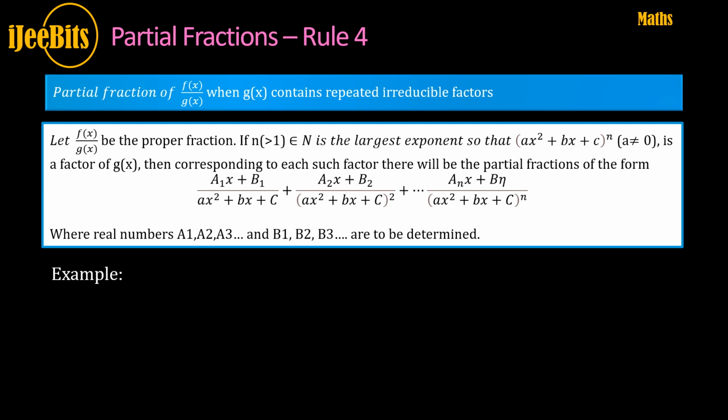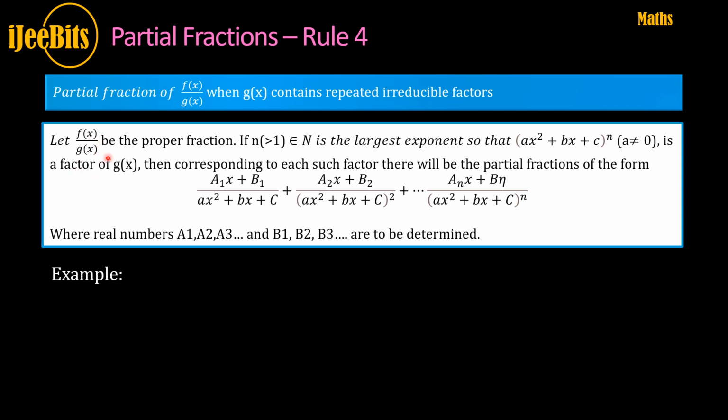So rule number 4 is similar to rule number 3 except one additional condition. In rule number 3 what we studied is irreducible factors, but occurrence is only one. In rule number 4 what we are talking about is repeated irreducible factors. If the degree of the irreducible factor is greater than 1, then how are you going to solve this problem? That's what partial fraction rule number 4 tells us.